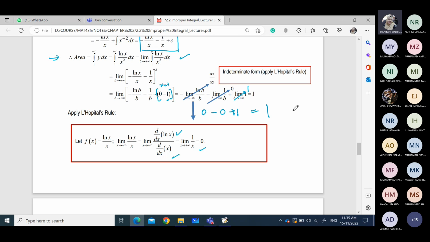Okay, converge or diverge? Soalan dia tanya converge atau diverge kan? So converge or diverge? Converge, because the limit value exists. Ya, betul. Okay.